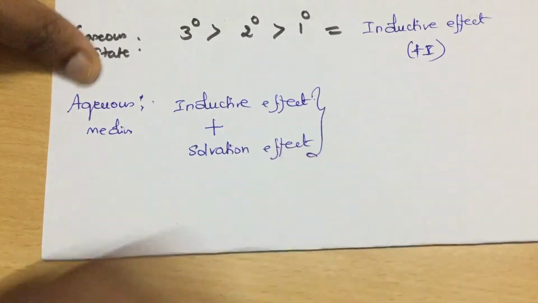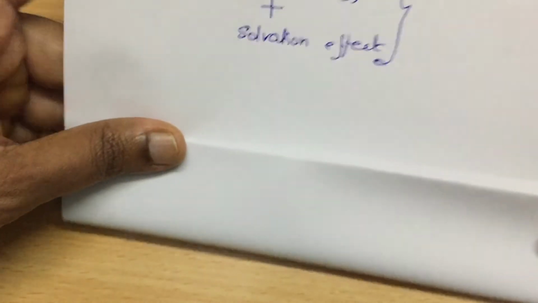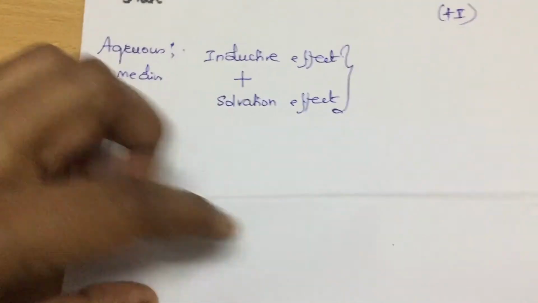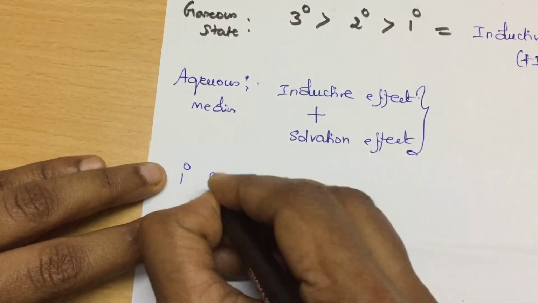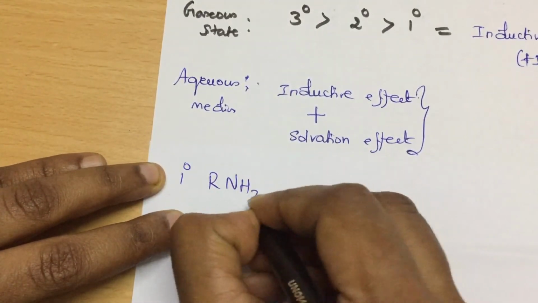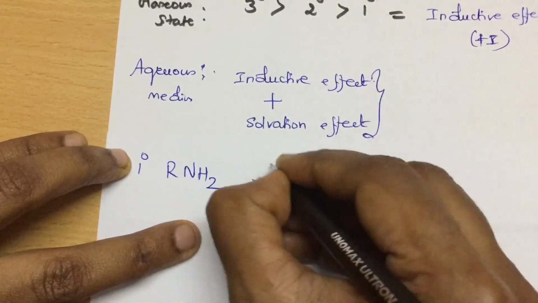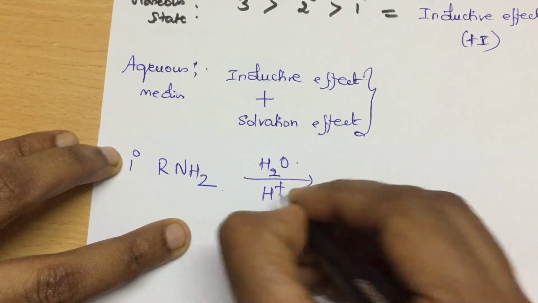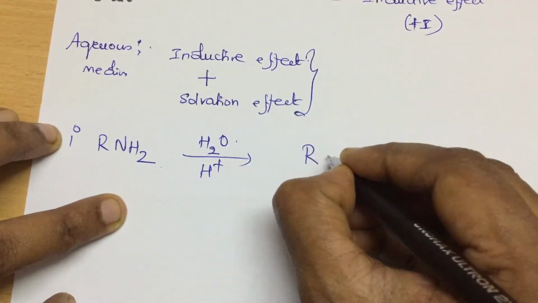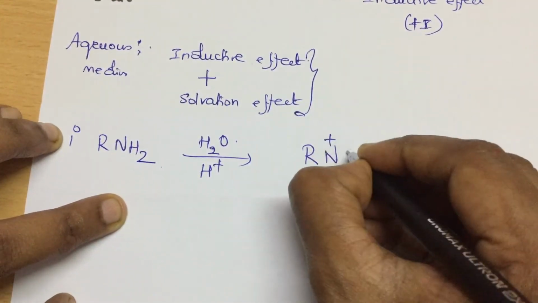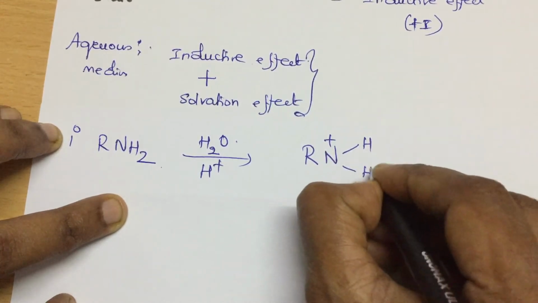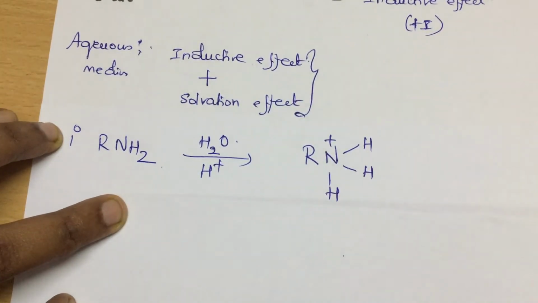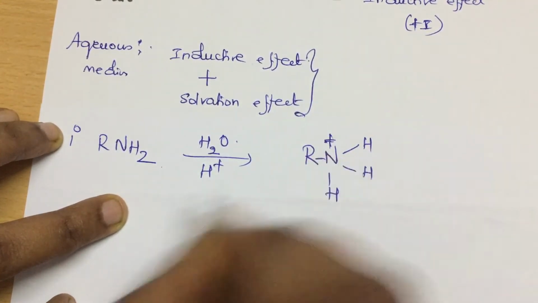So you have to take both these effects and then only you can say. So here what happens, I will tell you. In case of primary amine, RNH2 in water, what happens after protonation? It gets protonated, isn't it? So it goes and abstracts a proton.